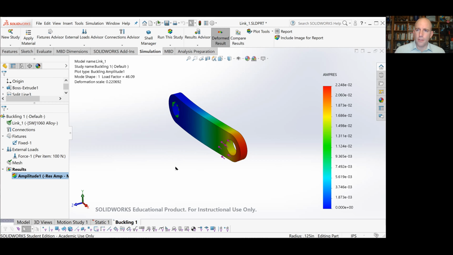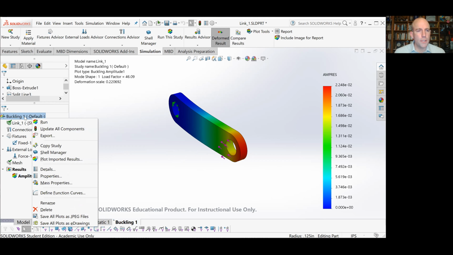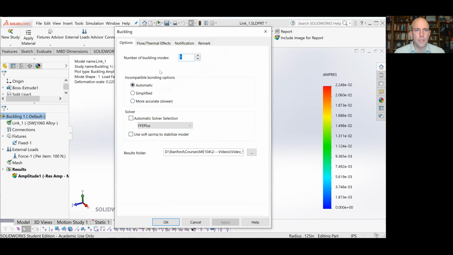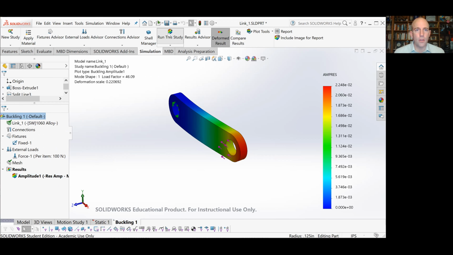Of course, there might be other ways that this thing could buckle. And in some cases, the first shape that we get won't be what we're interested in. So let's see some more modes. We'll go up to the top here, right click, properties, and we can ask SolidWorks to find more buckling modes for us. If we say okay, we can rerun the study and take a look at different ways it could buckle. All right, that took just about 15 seconds.